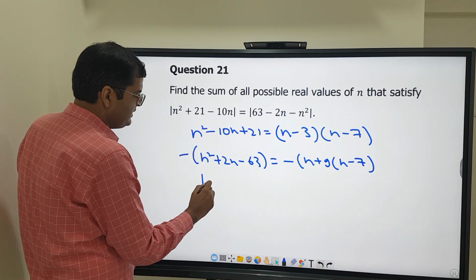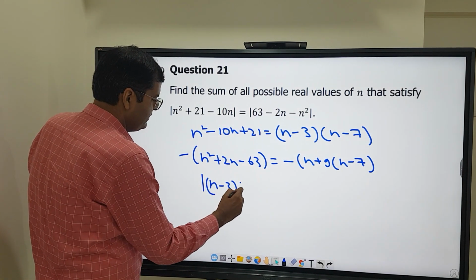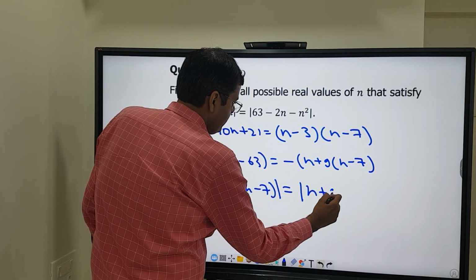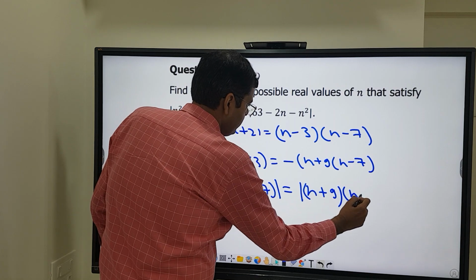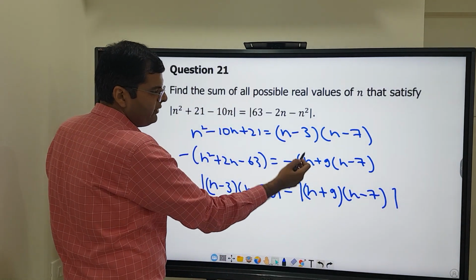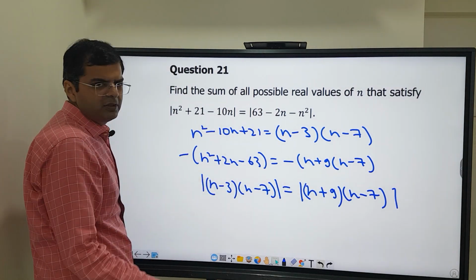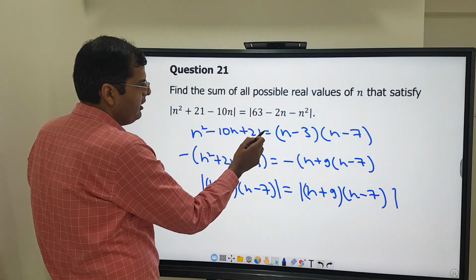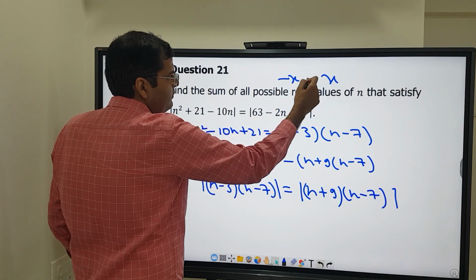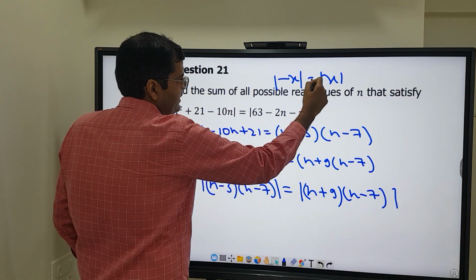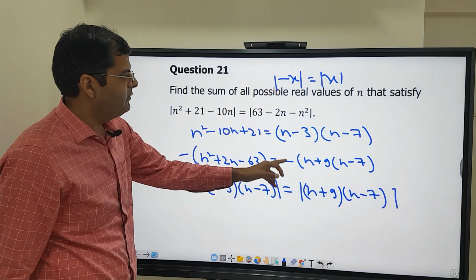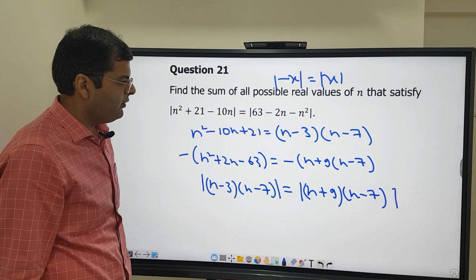So I can write this as the absolute value of n minus 3 into n minus 7 is equal to the absolute value of n plus 9 into n minus 7. We have dropped this negative because we are taking absolute values, so there is no need to put the negative here, because the absolute value of minus x and the absolute value of x are actually the same. So we have dropped the negative sign for convenience.